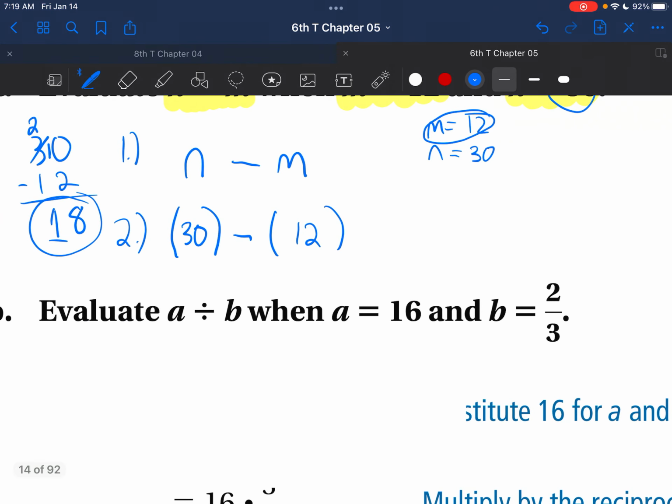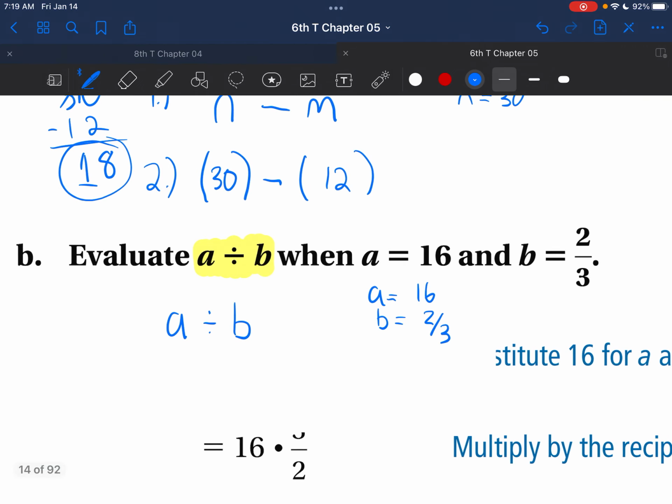This one is with division. We got to just do the same work. Write down the problem, a divided by b. So a divided by b. And then we're going to write down a is equal to 16. And then b is equal to 2 over 3. All right, let's rewrite the problem one more time. And instead of the letter a, I'm going to put the number 16, divide sign. And then instead of the letter b, I'm going to put 2 over 3.